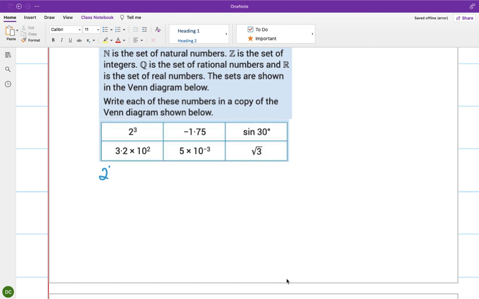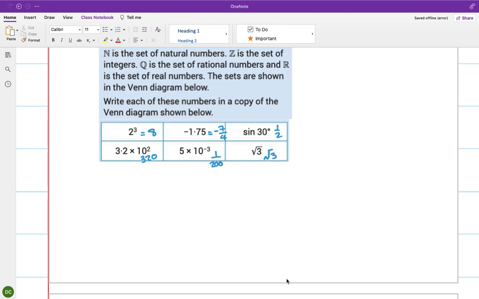I could probably fit them up here. So 2 cubed, if you just type it into your calculator, is 8. If you type minus 1.75 into your calculator, it gives you minus 7 over 4. If you type sine 30 in, it gives you a half. 3.2 by 10 to the 2 gives you 320. 5 by 10 to the minus 3 gives you 1 over 200. And the square root of 3 just gives you the square root of 3.